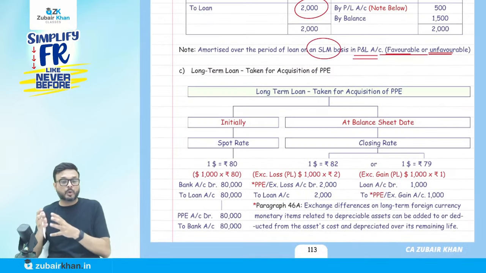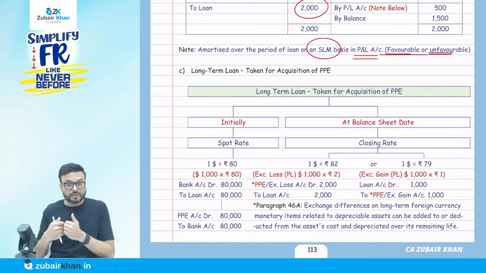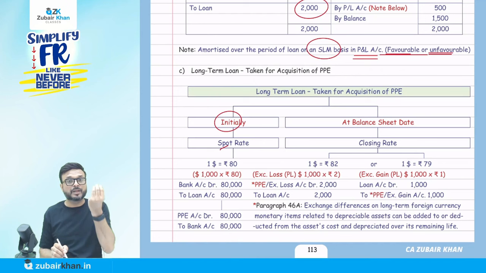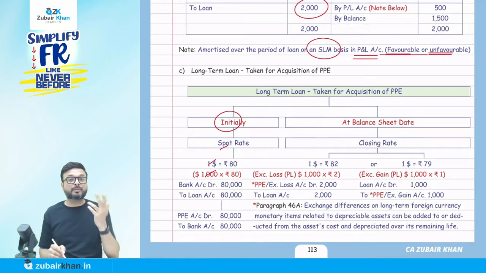But if I took a loan here, for what purpose? To purchase the property, plant and equipment. So initially I am to recognize it at the spot rate. For example, again, the same figure. Suppose $1 is equal to 80 rupees. We took a loan of $1,000 at a rate of 80 rupees. So I am to recognize the entry.